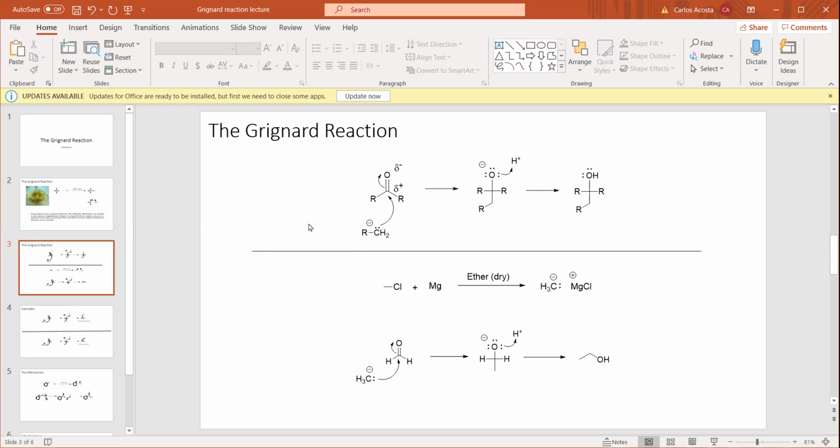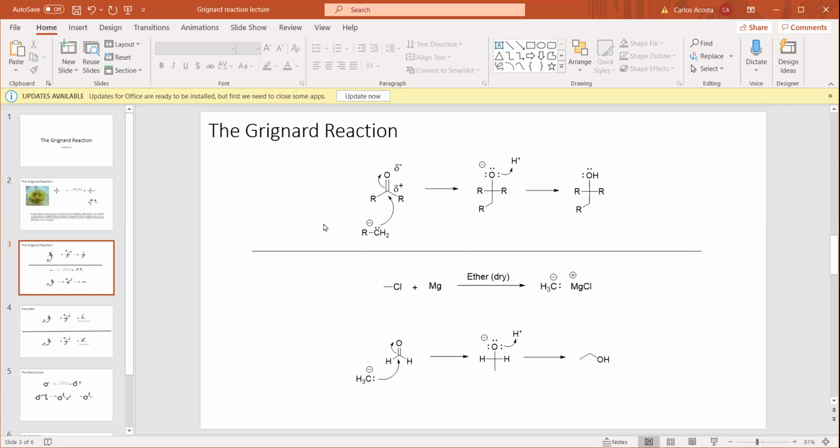On the top, I have a general reaction scheme. We could use the Grignard reagent and react it with carbonyls. Let's pretend this carbonyl with the two R groups is an aldehyde or ketone. We have to remember that the carbonyl carbon is partially positive, because the oxygen it's bonded to is more electronegative than the carbon. So it's going to be pulling electron density away from it, causing it to be partially positive. Because of that, it's a good electrophile, so it's susceptible to nucleophilic attack.